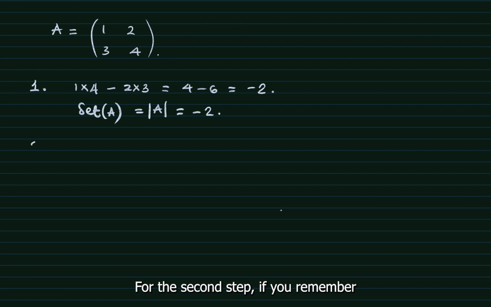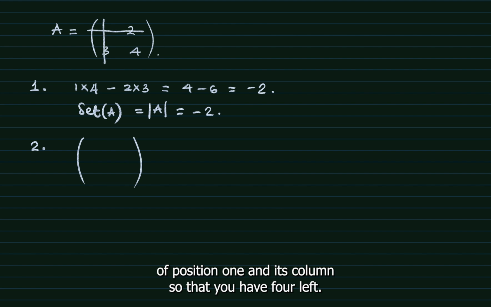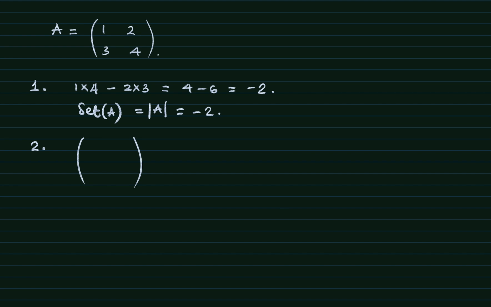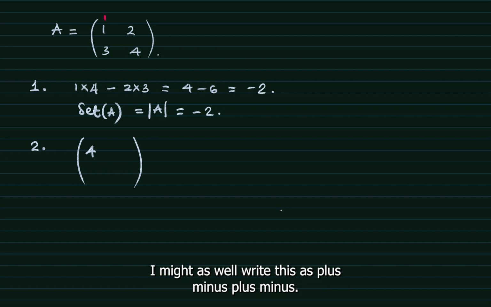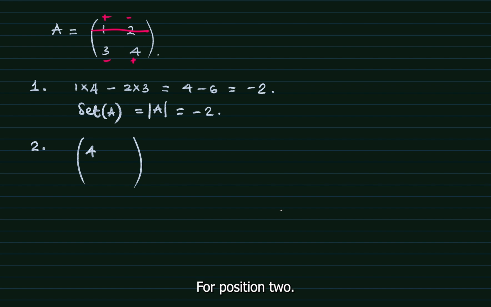For the second step, if you remember, we need to find the matrix of cofactors. And we do that by cancelling out the row of position 1 and its column so that you have 4 left. Remember that the signage is also important. So we should have 4 written here. So this should be 4. For position 2, remember that will be a negative. I might as well write it. This is plus minus, plus minus. So for 2, we cancel the row and cancel the column. We have negative 3 for position 2.